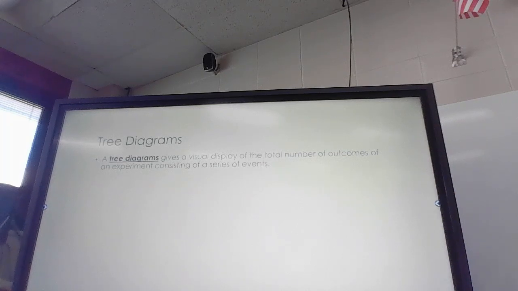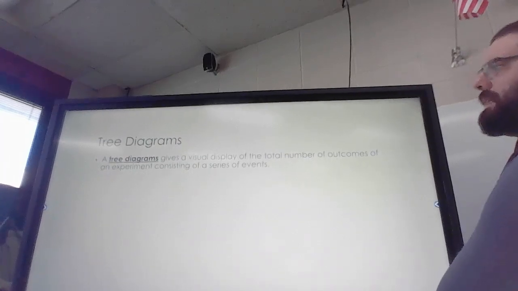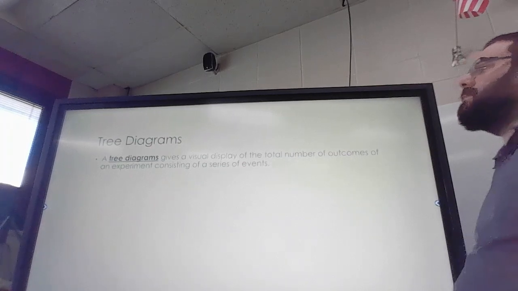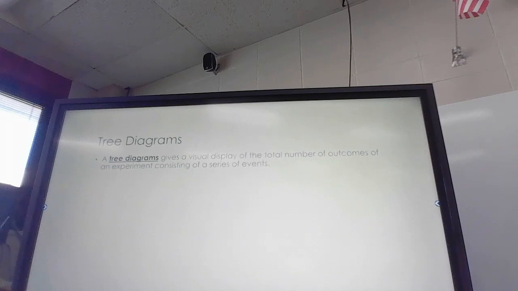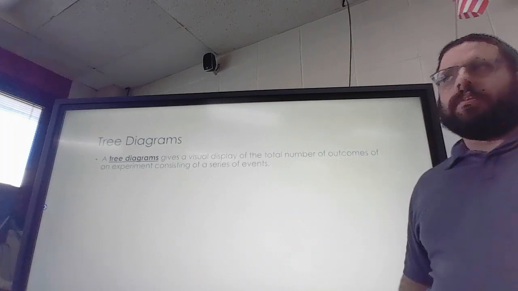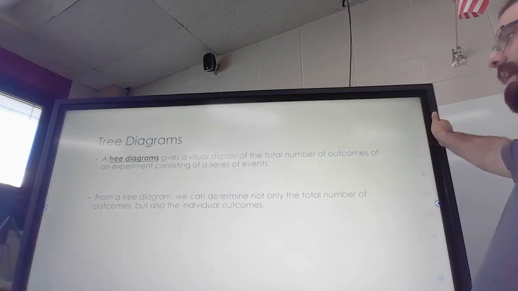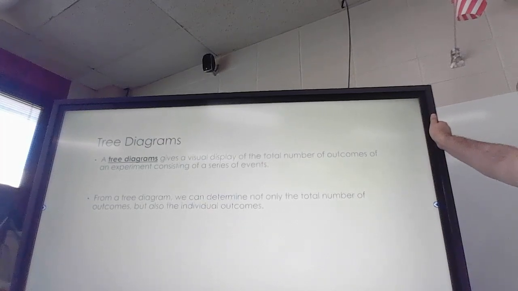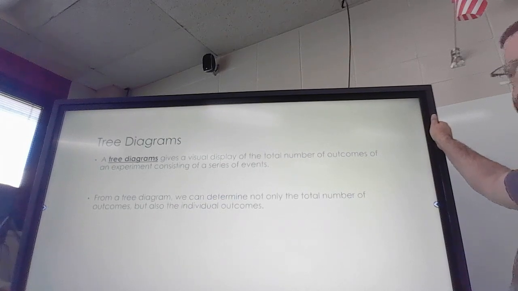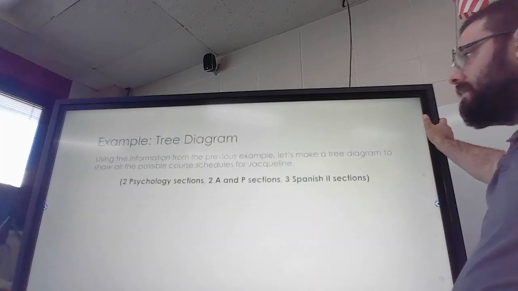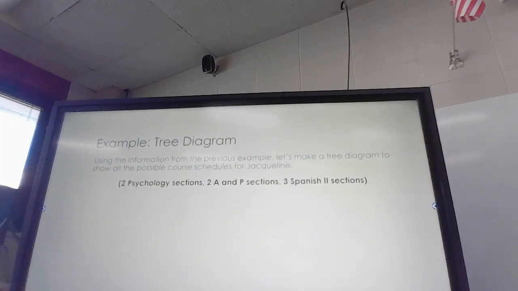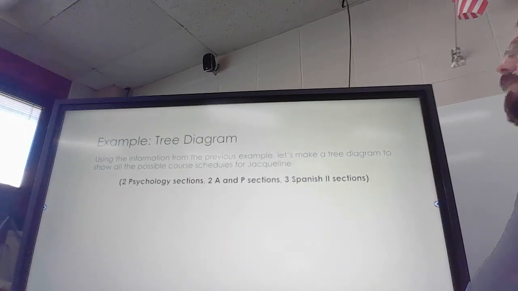The fundamental counting principle is best visually expressed through what's called a tree diagram. A tree diagram gives a visual display of the total number of outcomes of an experiment consisting of a series of events. It looks like a sideways tree where you have the root and then all the different branches of the tree. From a tree diagram, we can determine not only the total number of outcomes, but also the individual outcomes themselves.